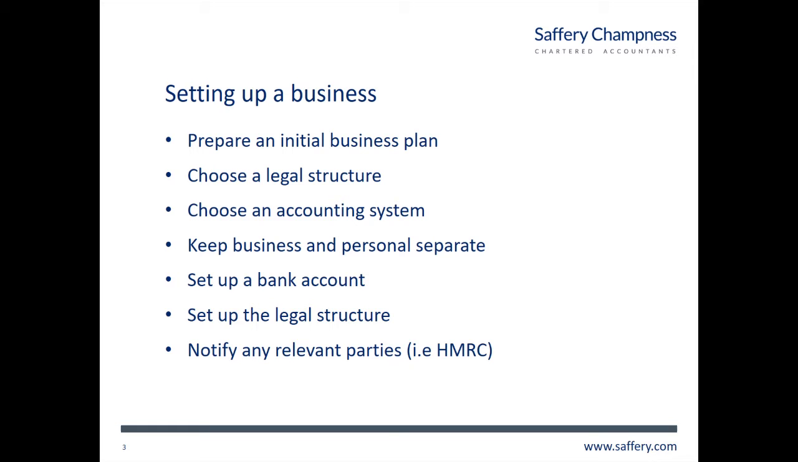An accounting system will allow you to keep track of all your business transactions, for example, all your sales and purchases. There are lots of different software providers, such as Sage, Xero, and QuickBooks, so trialing a number will allow you to decide on which one is best for you. We're going to cover accounting systems just slightly later on in the presentation.